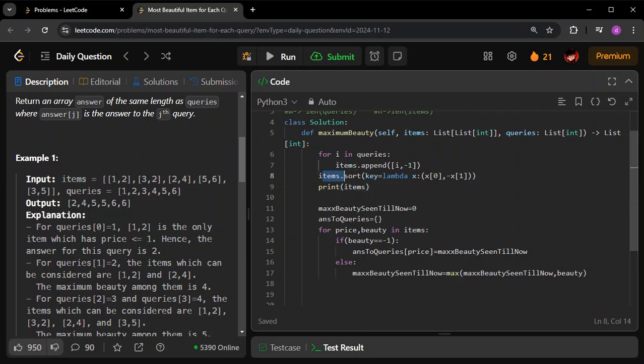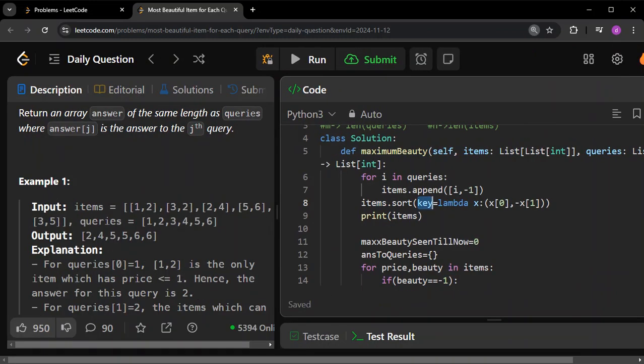How am I doing that? I'm calling items dot sort and passing a key here. What is key? It determines the conditions on which the sort will happen. What is this lambda? Lambda basically means a passing function. For each x, I should compare their x of 0 first. The answer should be ascending based on x of 0, that is, based on the price.